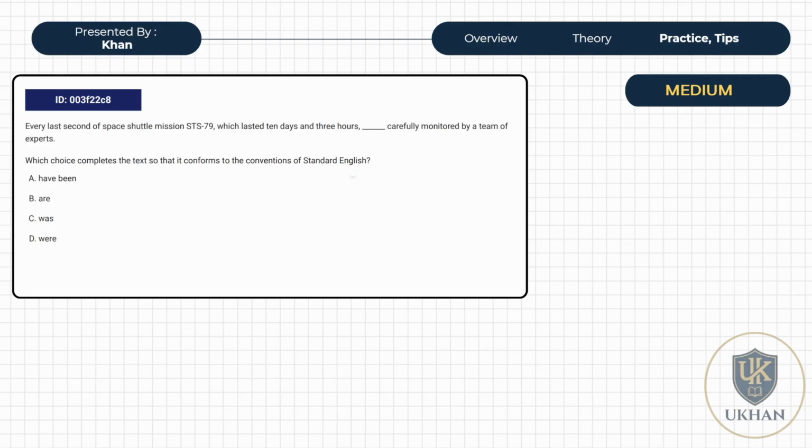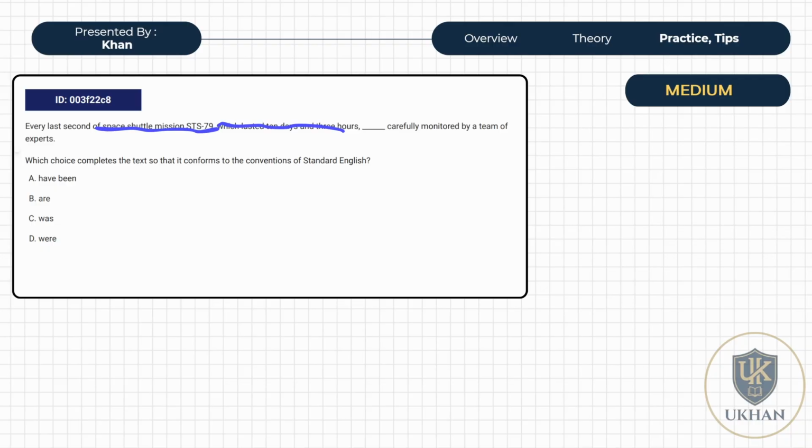So step three is to find, and here's where it gets tricky. What's the subject in this passage? The sentence says, every last second of Space Shuttle mission STS-79, which lasted 10 days and 3 hours, blank carefully monitored. So first, let's cross out the non-restrictive clause, which lasted 10 days and 3 hours, right? That's extra information between the commas, which is gone. We don't need that. Let's cross out the prepositional phrase as well, which in this instance is of Space Shuttle mission STS-79. Gone. What's left? Every last second.